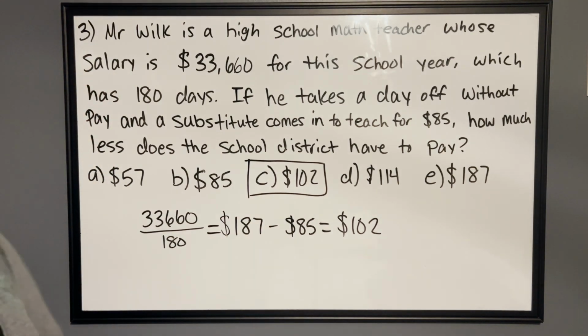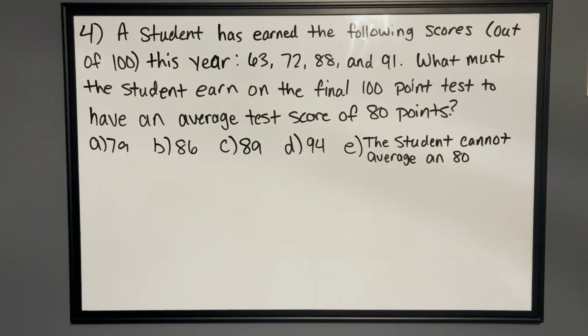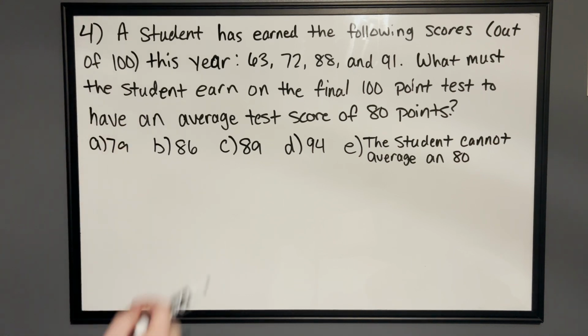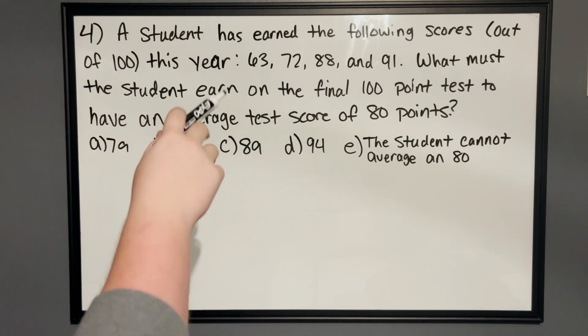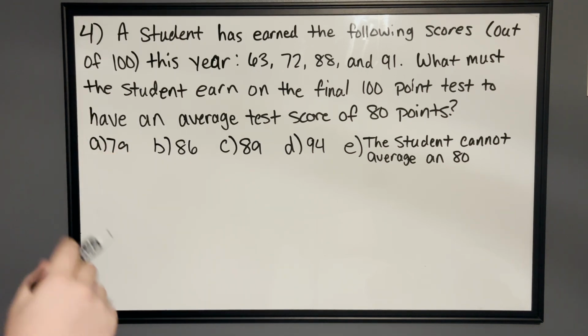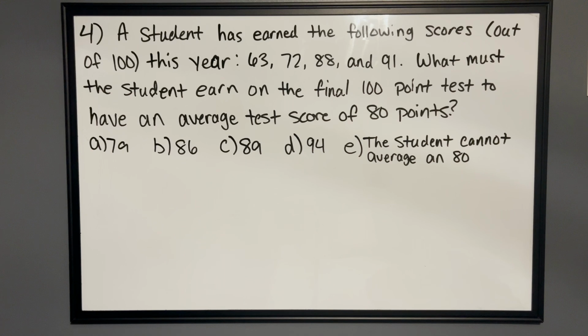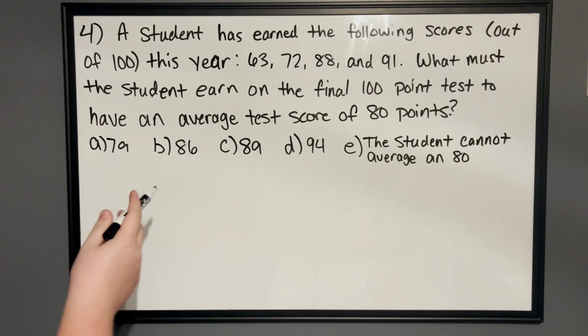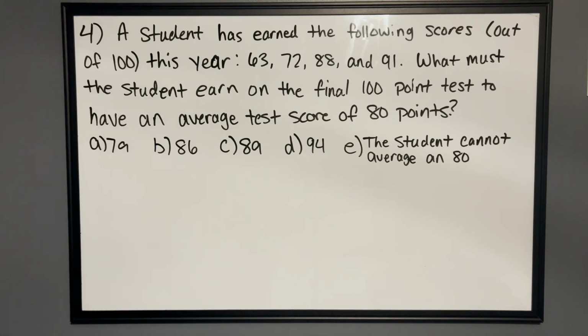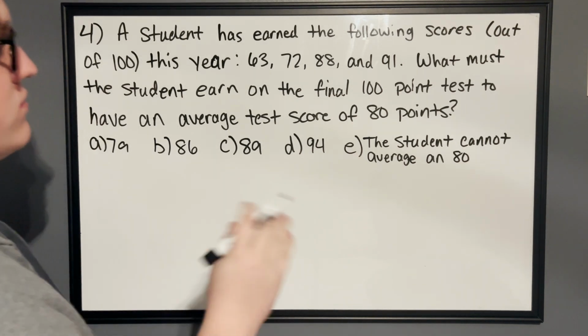So let's move on to question number 4. Okay, so here's question 4. It says a student has earned the following scores out of 100 this year: 63, 72, 88, and 91 on 100-point tests. What must the student earn on the final 100-point test to have an average test score of 80 points? So is it A, 79, B, 86, C, 89, D, 94, or E, the student cannot possibly average an 80? So we know that the average test score is going to be 80 points, and there's 5 tests.